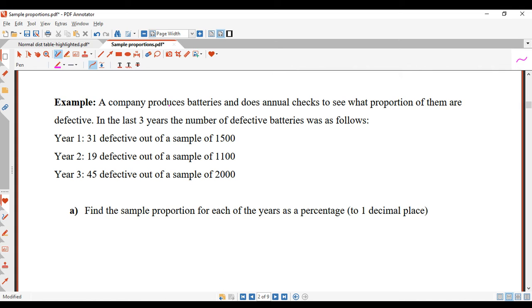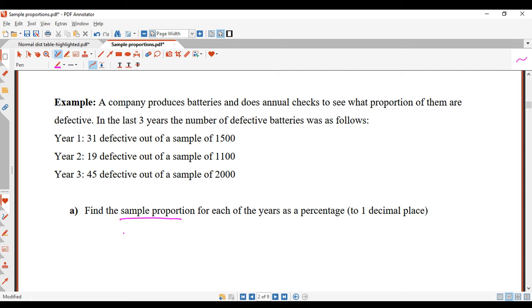Okay, so first example, nice easy one. A company produces batteries and does annual checks to see what proportion of them are defective. In the last 3 years, the number of defective batteries were as follows. So we have year one, 31 defective out of 1,500, year two, 19 defective, etc. Now we've got to find the sample proportion for this. This is not population proportion, this is sample proportion, and these represent samples.